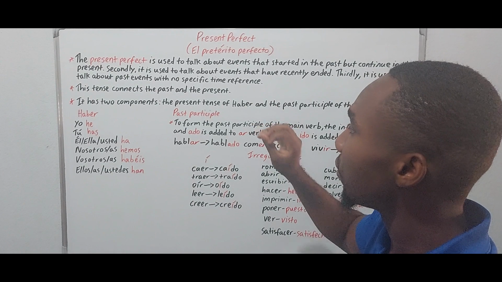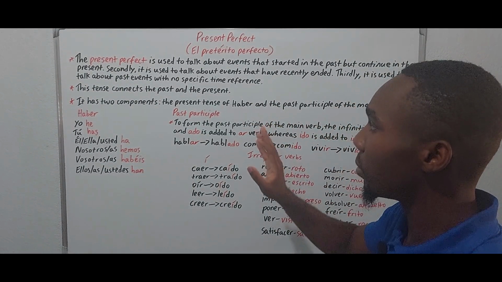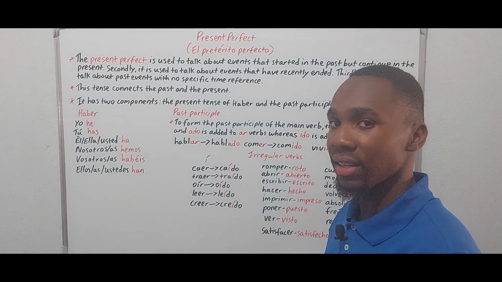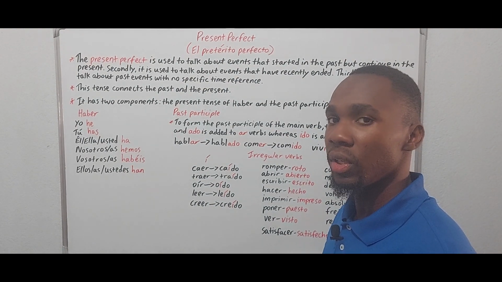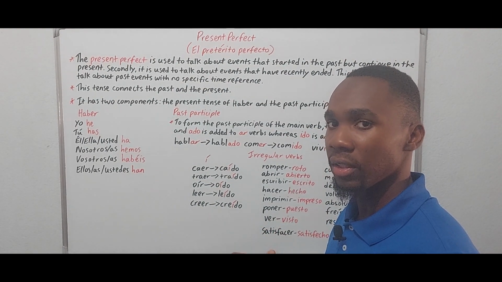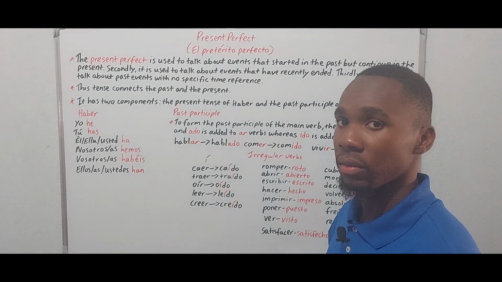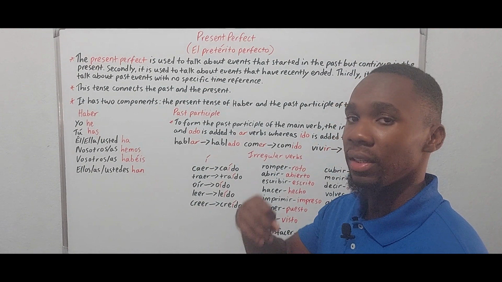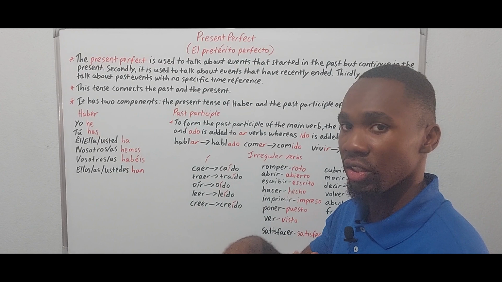So the present perfect is used to talk about events that started in the past but continue in the present, right? So if we want to talk about an event that started in the past but continues in the present, we use the present perfect. This means that the past affects the present. So this is the first usage, for an event that started in the past but continues in the present.